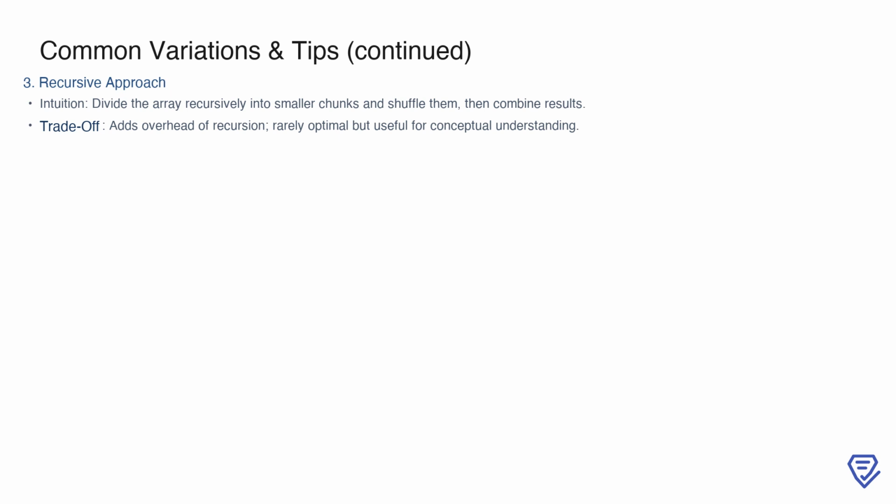Finally, let's discuss the recursive approach. This method involves dividing the array recursively into smaller chunks, shuffling those chunks individually, and then combining the results. While this approach can help with conceptual understanding of divide and conquer techniques, it adds the overhead of recursion and is rarely the most optimal solution in practice. Its main value lies in broadening your perspective on how to approach shuffle problems, so it's worth exploring for educational purposes, but it's not typically the best choice for implementation in competitive coding or interviews.